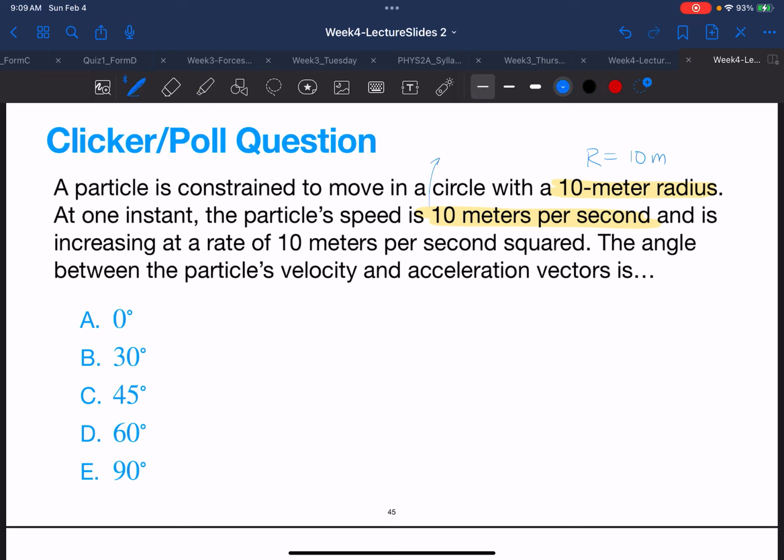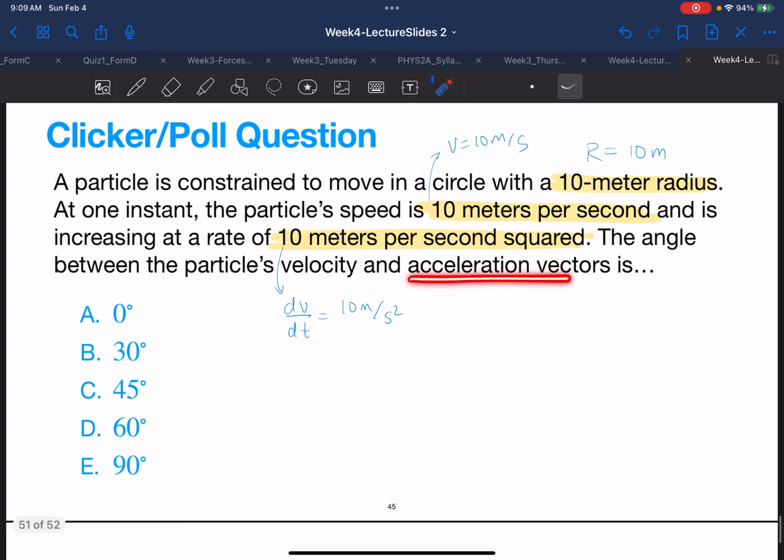v is 10 meters per second, and it's increasing at a rate of 10 meters per second squared. So the speed itself is increasing at 10 meters per second squared. So we can basically say that dv/dt is 10 meters per second squared. And then we're being asked to calculate the angle between the particle's velocity and the acceleration vector.